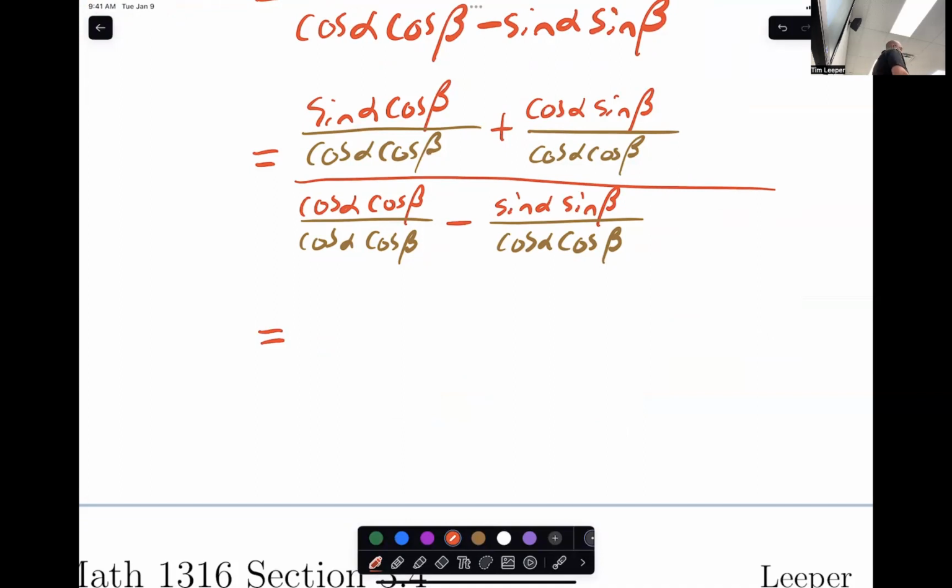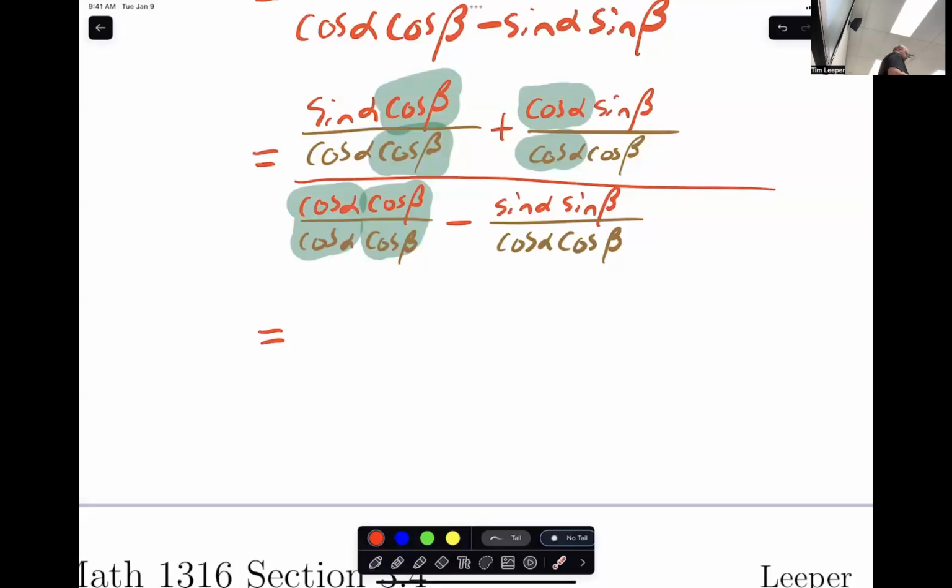Now notice that in the numerator there, the cosine betas are going to cancel each other in that first one. Actually, let me use green for that. They're easy to read. Yeah, there we go. Cosine betas cancel. In the second one, the cosine alphas cancel. In the third one, both cosine alpha and cosine beta cancel. And in the last one, nothing cancels.